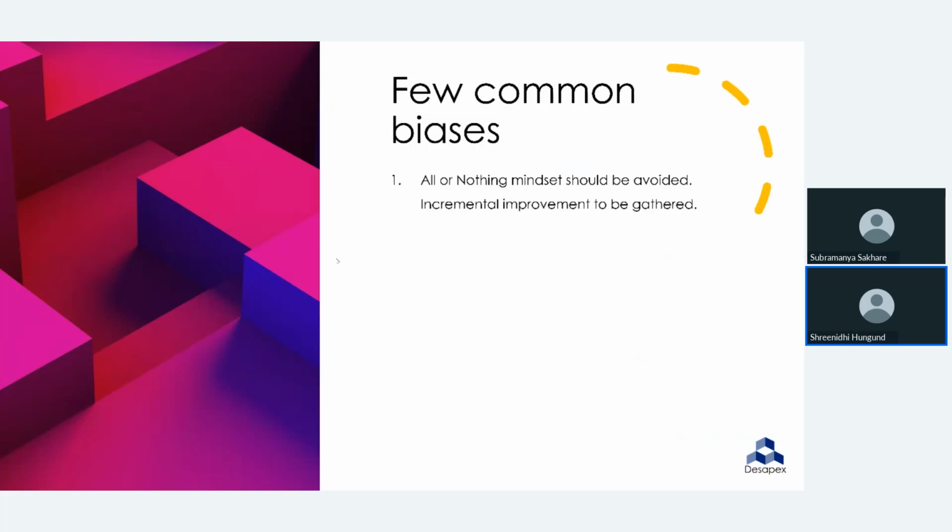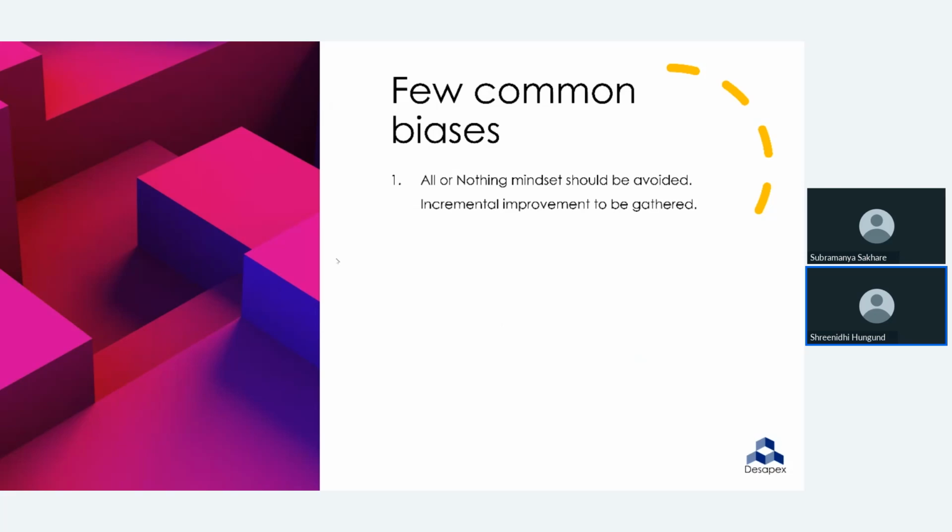So there are a few common biases which we need to understand moving forward. There are a lot of project level biases or individual biases which we have to overcome, which cause the failure of implementation of any digitalization process in a construction project. So an all or nothing mindset should be avoided. And also I think we should aim for incremental improvement during the process.